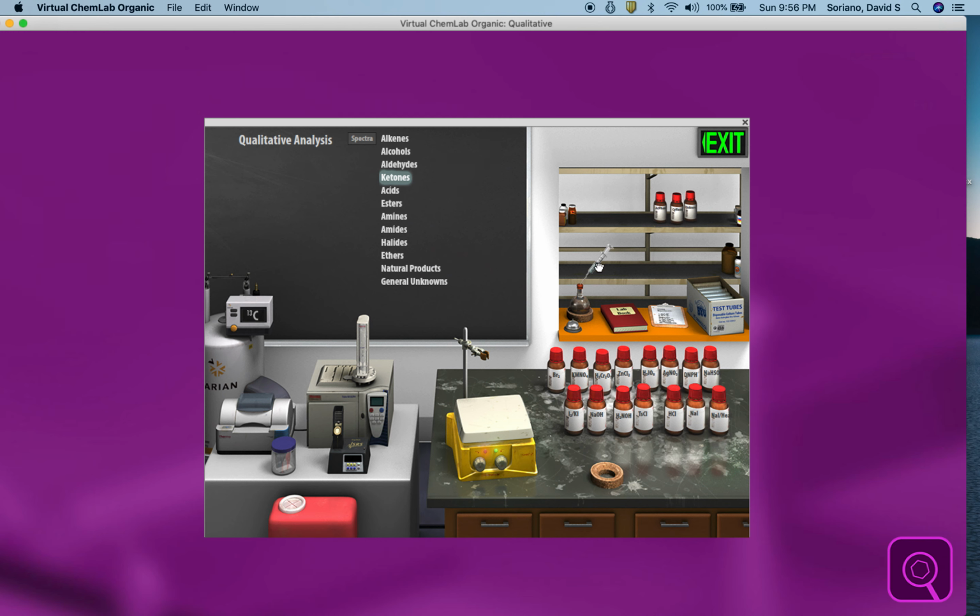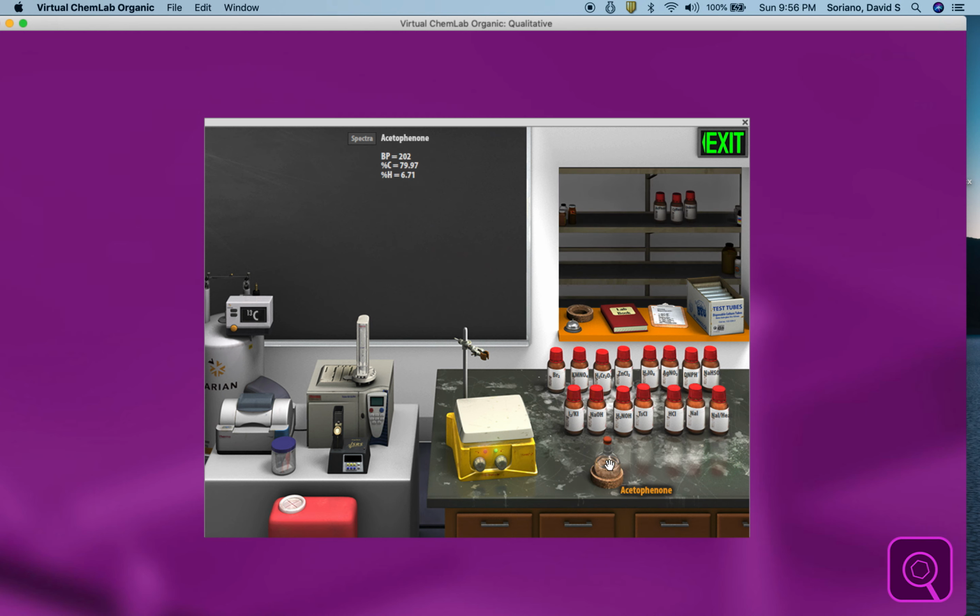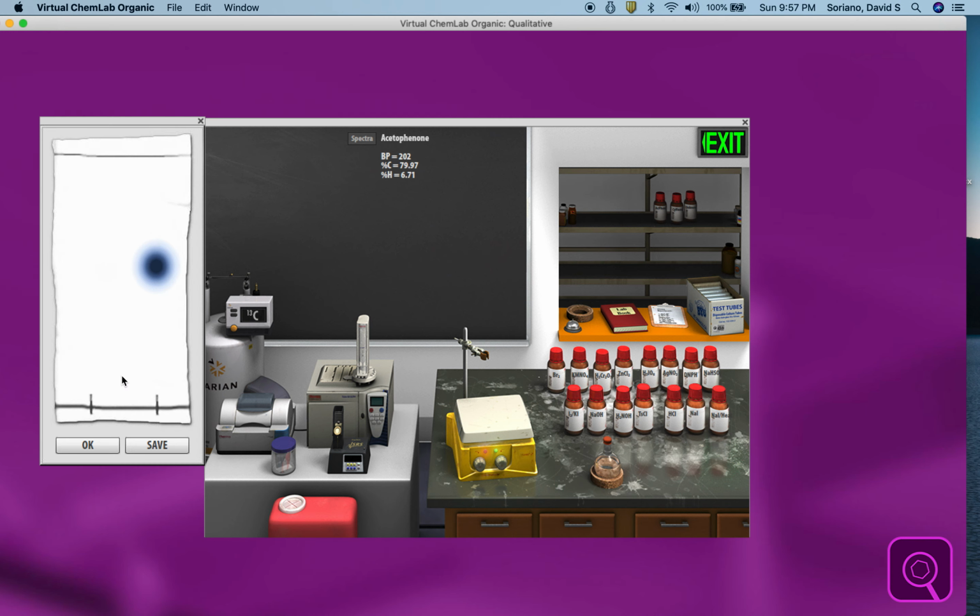and transfer some into the round bottom. I'll drag the round bottom down to the cork ring. Now we'll do, just for the record, a TLC. Okay, not showing us anything. There it is. You can, of course, save that to the notebook.